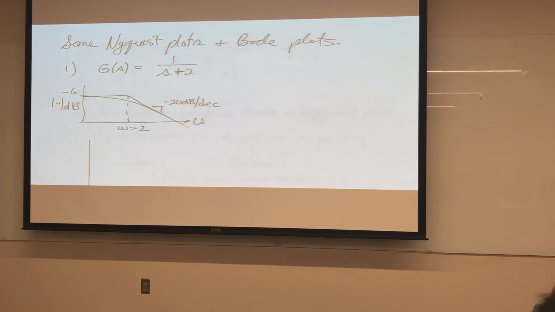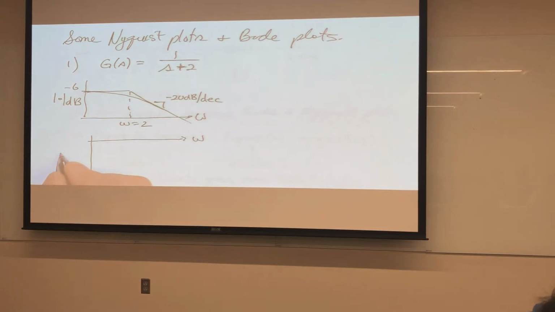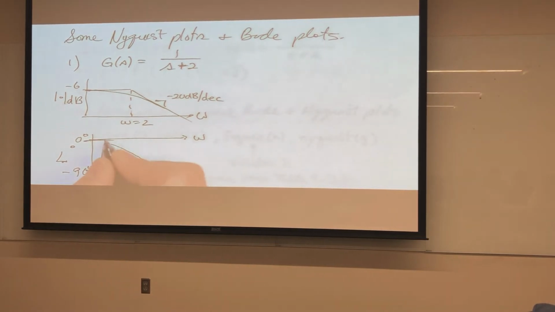We can sketch the phase also as a function of omega. We'll label this as the phase in degrees. It's going to start off at 0 degrees and eventually go to minus 90 degrees. The straight line approximation will look something like this. The corner is at 0.2 and 20.